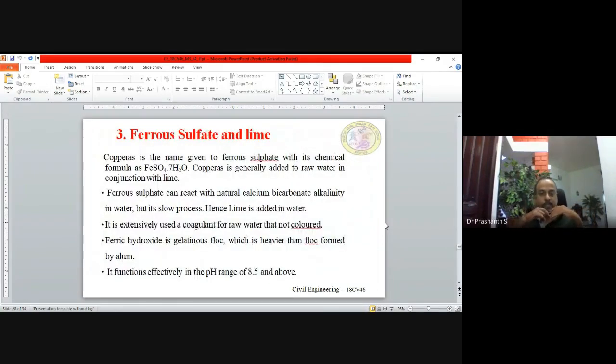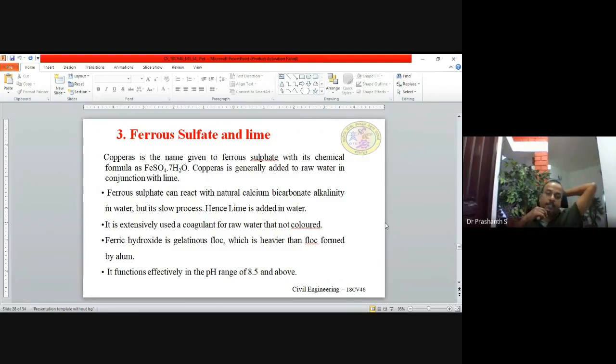Now we have ferrous sulfate. As you know, copperas is the name given to ferrous sulfate with its chemical formula FeSO4·7H2O. When it is added to the raw water, it reacts with natural calcium carbonate alkalinity in water, but it's a slow process. Hence, lime is added to the water. It is extensively used as a coagulant. Ferrous sulfate with lime is added, and if ferrous sulfate is mixed with chlorine, it forms chlorinated copperas as you studied in the second one. It is extensively used as a coagulant for raw water that is not colored.